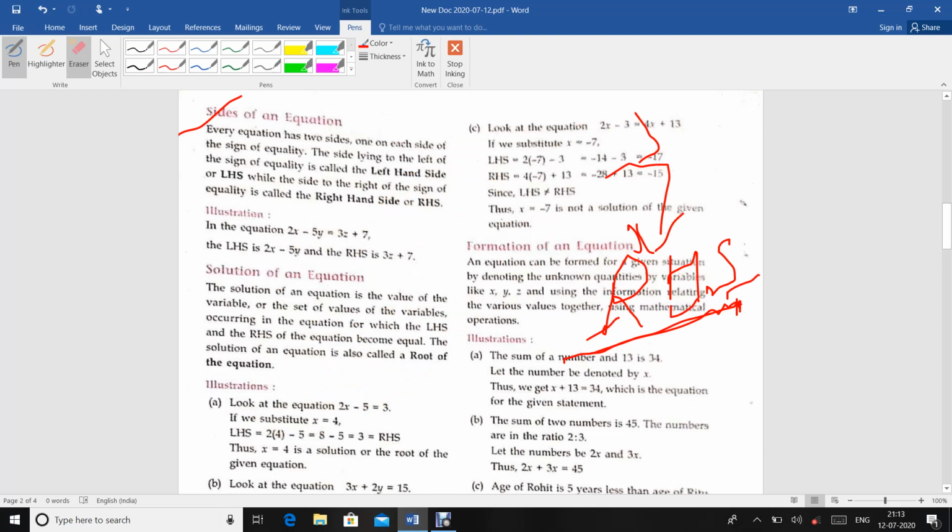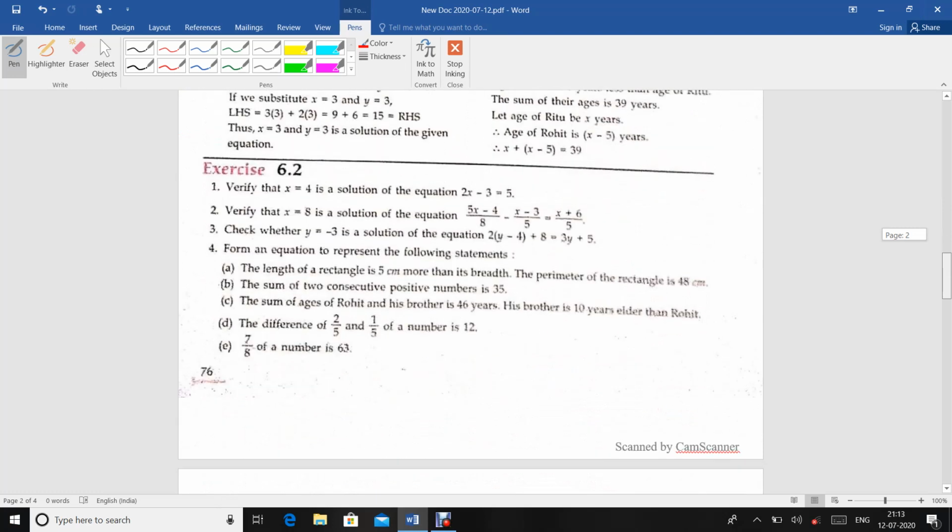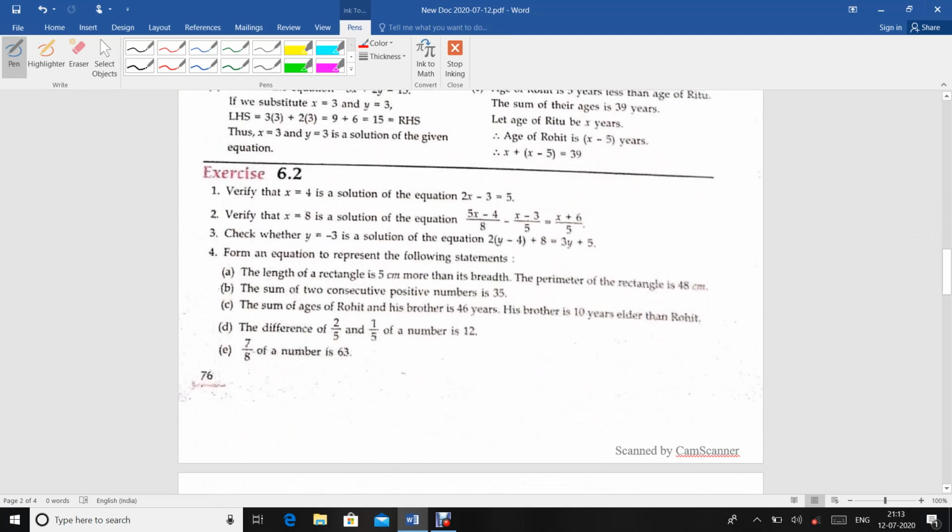Okay, the next is solution of an equation. It is better if we understand this topic, solution of equation, with the help of a question. Let us see the question from your book, exercise 6.2. The first question says: verify that x is equal to 4 is a solution of the equation 2x minus 3 is equal to 5.